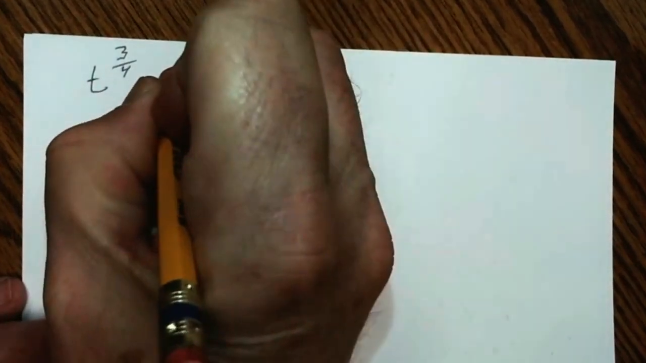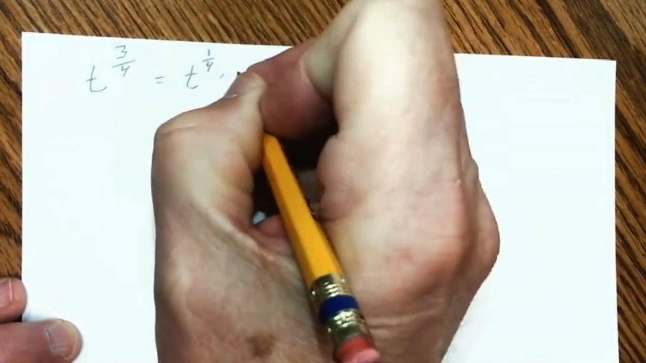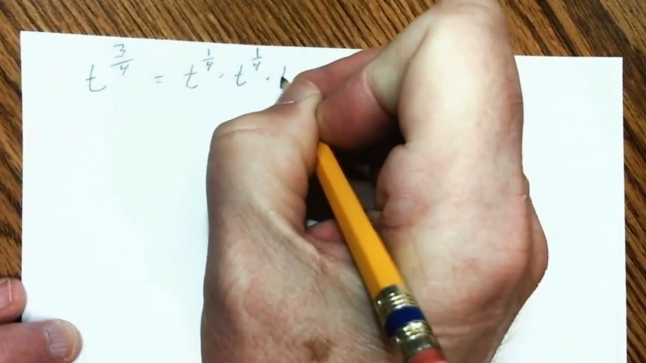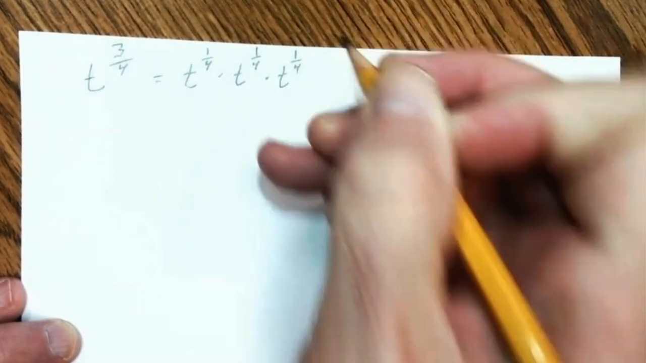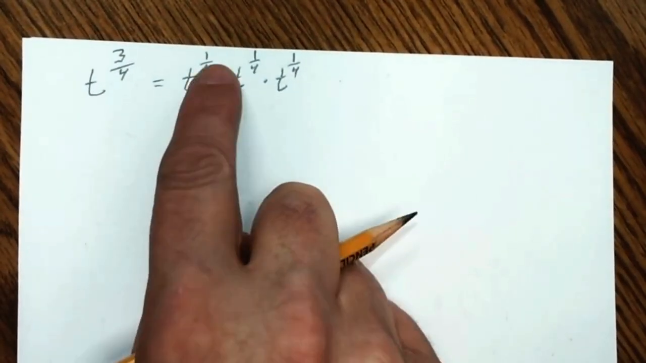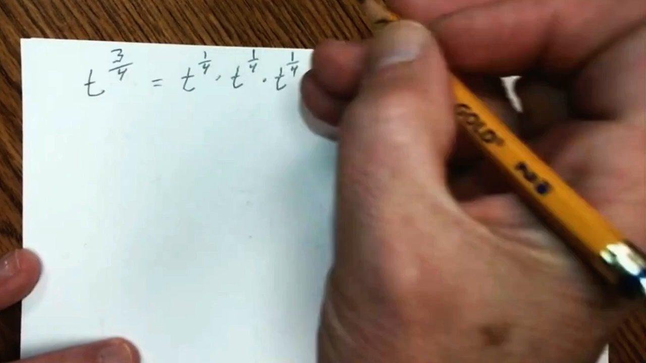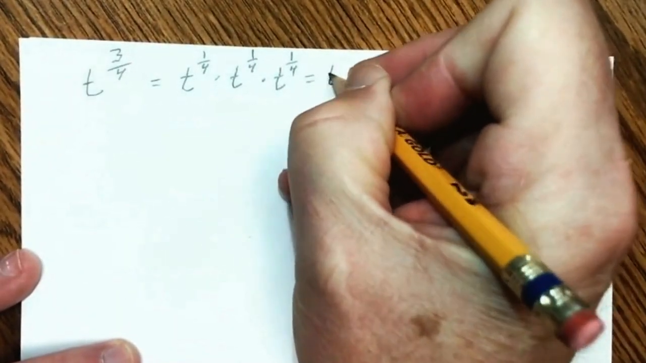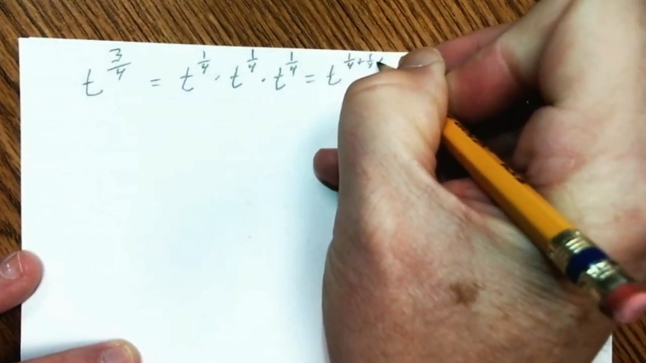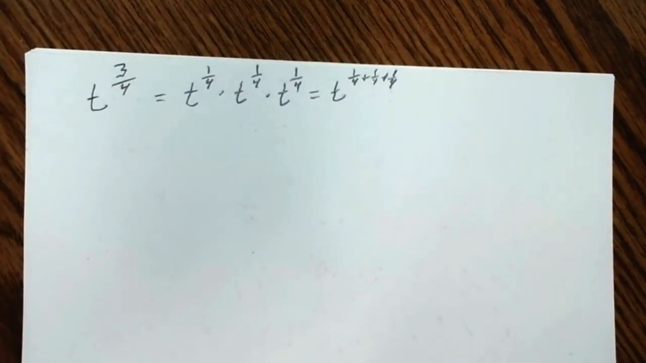That's the same thing as t to the 1/4 times t to the 1/4 times t to the 1/4. So that's great for our notes. Now remember that because we multiply things that have exponents, you can add the exponents together. 1/4 plus 1/4 plus 1/4 is 3/4. See, so that's the same as t to the 1/4 plus 1/4 plus 1/4. That's equivalent expressions. All those are the same thing.